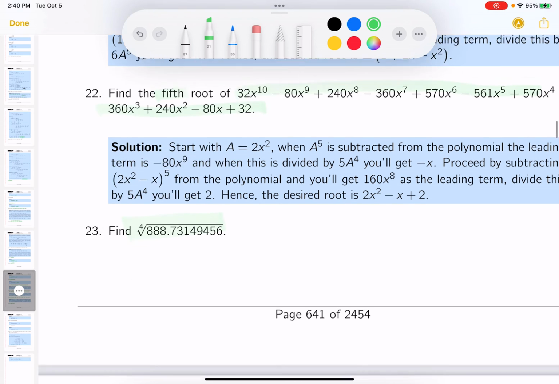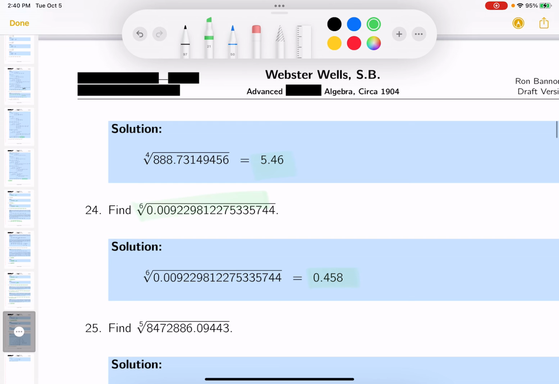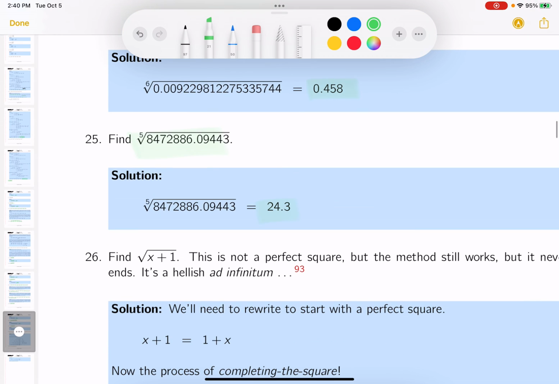This one over here, I do recommend using a calculator. I do not recommend doing what Wells does. Again, I recommend using a calculator. I do not recommend what Wells does. Calculator.